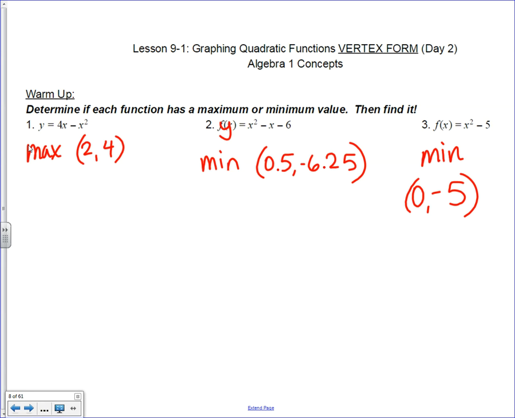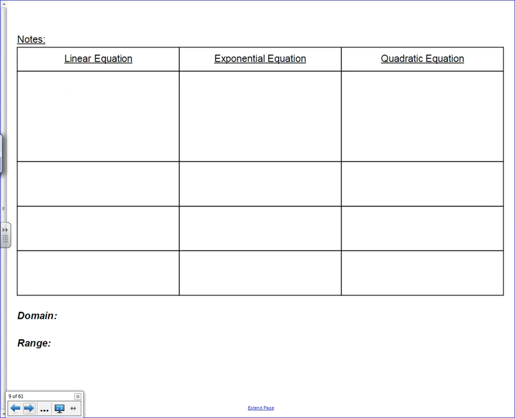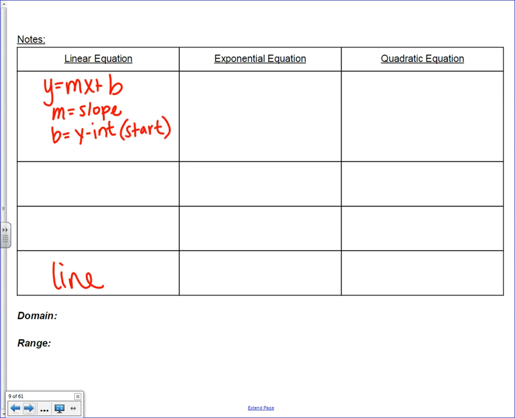Okay? All right. Yesterday, we talked about filling in this chart, how we have 3 types of functions. Can you tell me what a linear function looks like? And on a graph, that will be a line. Good. What does the M stand for? Slope. And the B? Okay. Where do we start on these graphs? Okay, so this is the start.